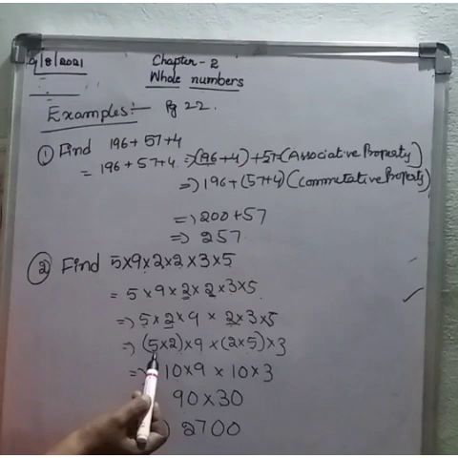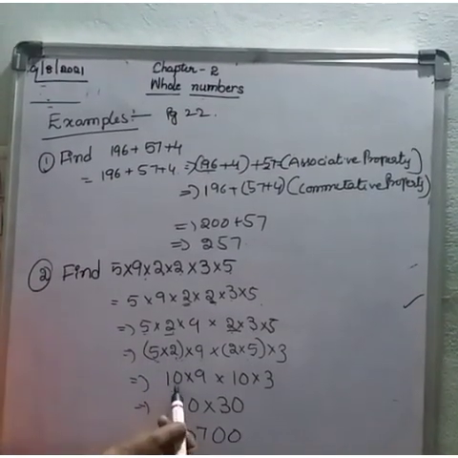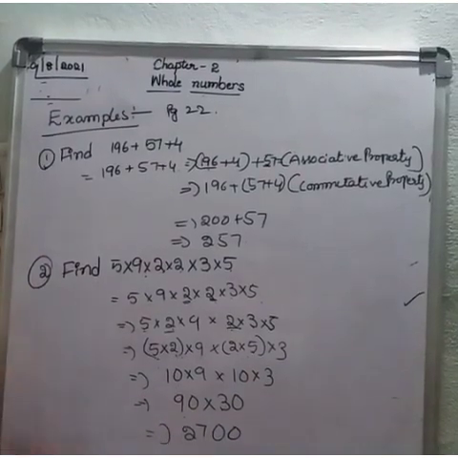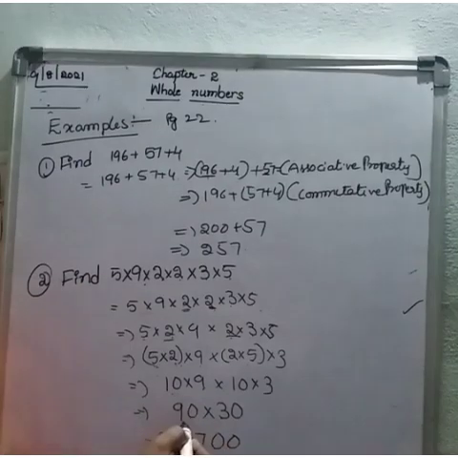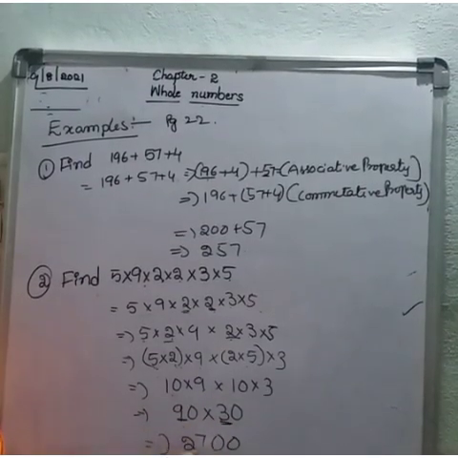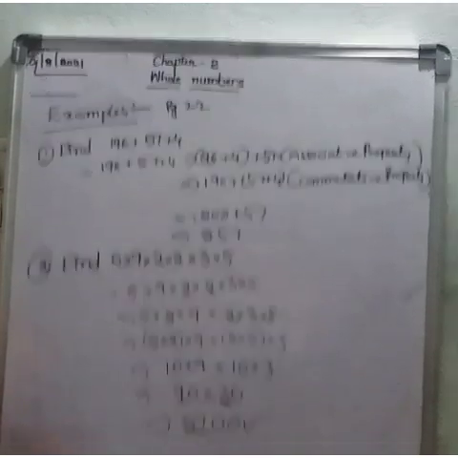Why? Because when we multiply 5 into 2, we get 10 now. When it is 10 into 10 into 9, multiplying is very easy, no? That's why 2 into 5 is 10. 10 nines are 90, so 9 threes are 27. Remaining 2 zeros here. 2700 is the answer.